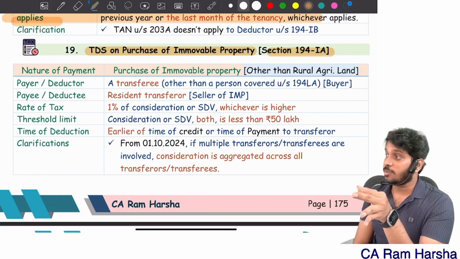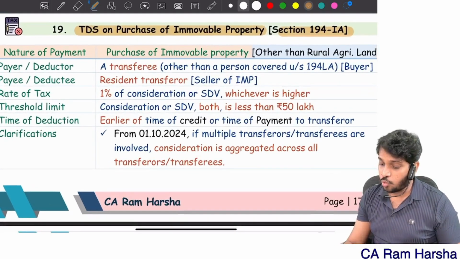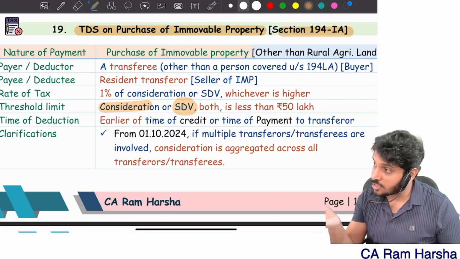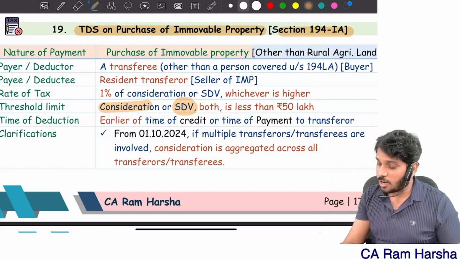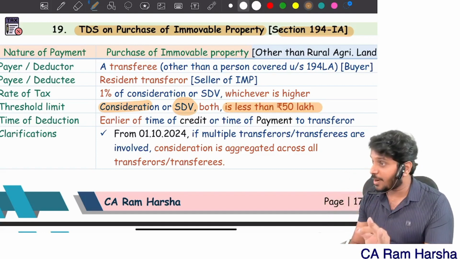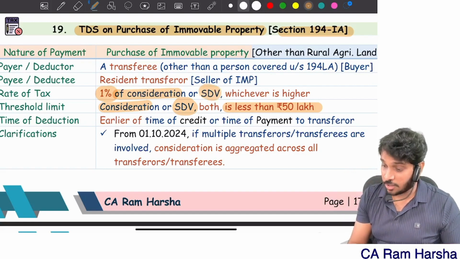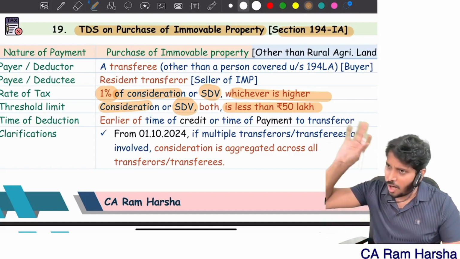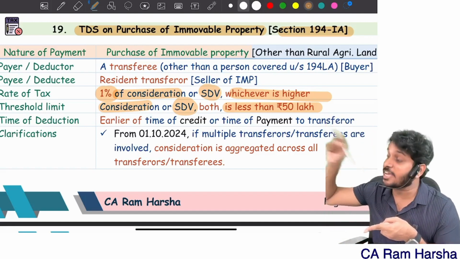You are buying immovable property. On purchase of immovable property, whose consideration or whose stamp duty value on the date of registration, if nothing is mentioned, we should take registration stamp duty value. If it is exceeding 50 lakh, TDS will apply. If it is less than 50 lakh, TDS will not apply. Are you clear? At what rate? 1% of the consideration or stamp duty value, whichever is higher. So either stamp duty or consideration, any one crossing 50 lakhs is enough. On that value, 1% TDS you will deduct and pay the balance amount.